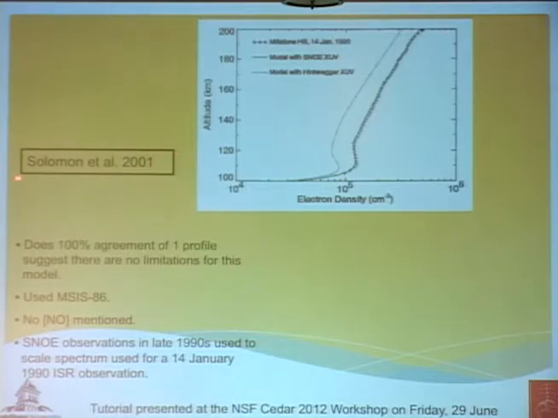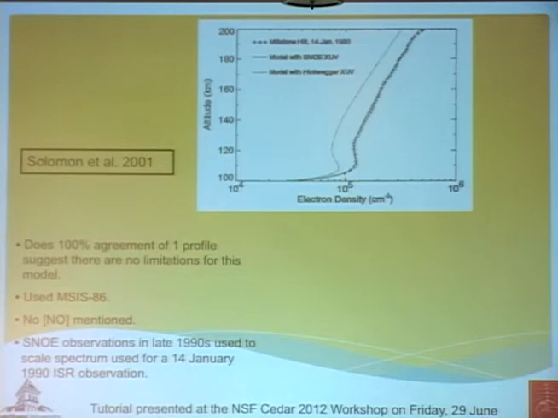What he did was he took one of the profiles from that previous Buonsanto-Solomon study and showed that with the SNOE information, multiplying the XUV by a factor of 4, that was his number, he took his original poor fit to the data, which are these crosses, and generated a new solution. And you can't see the new solution because it lies exactly over the data. Now, you might argue we've come full circle. Does 100% agreement of one profile suggest there are no limitations for this model? And of course, the takeaway message is that, well, let's look at it a little more carefully.